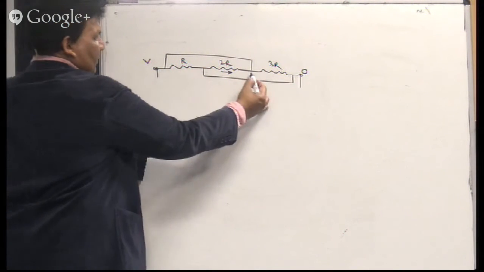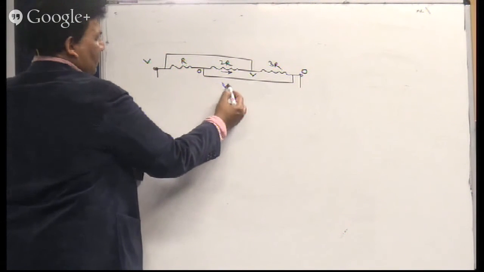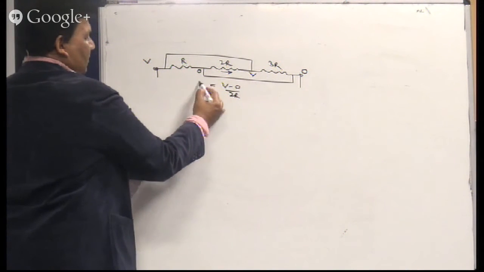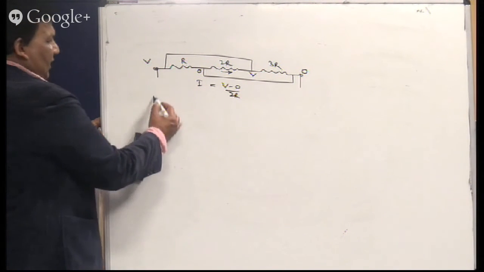If this is V, what will be this? And if this is 0, what will be this? कितना हो गया? V minus 0 by 2R is the current. Finished. Perfect. R equivalent कौन बोलेगा? सपोज मुझे R equivalent निकालना है, क्या लिखूं? जल्दी बोलो.